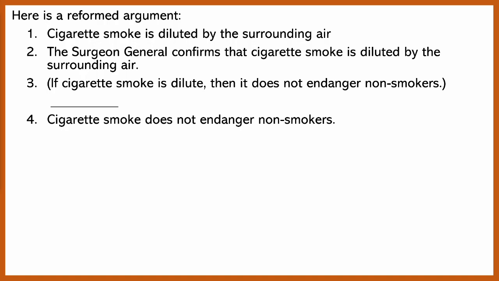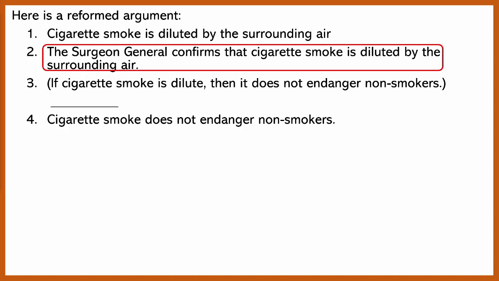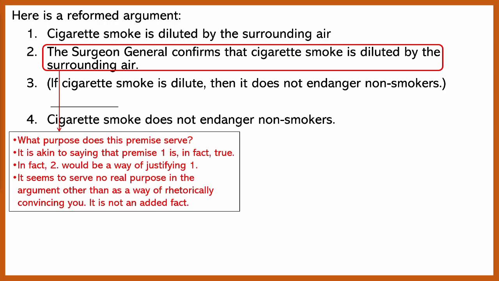But let's examine this. Number 2 here. What purpose does this sentence serve? It's basically the same as saying that 1 is true. It's rhetorical. It doesn't add any information. It doesn't do any more, because even if it is true, all it says is cigarette smoke is diluted by the surrounding air. It's a redundancy.